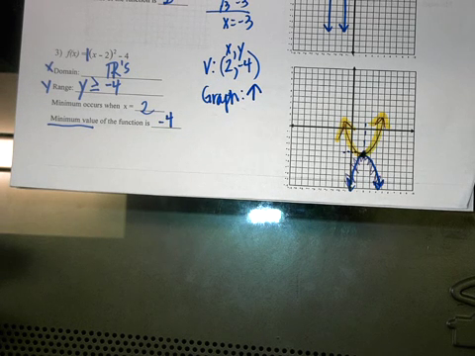Because they want you to draw it, you need to know if it's wide or narrow. I can't hear you. People are talking. They're being rude. You're right. A lot of you could figure it out without the graph, but part of it is also making the graph. Okay?